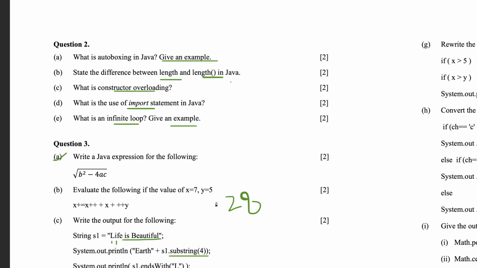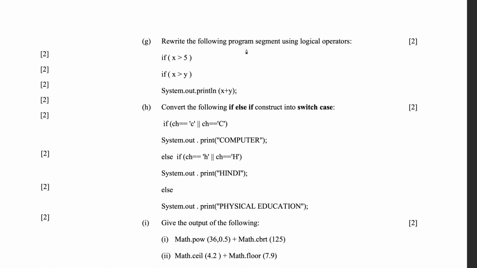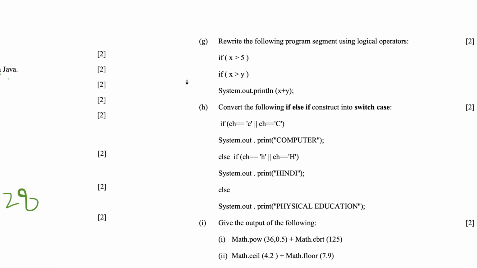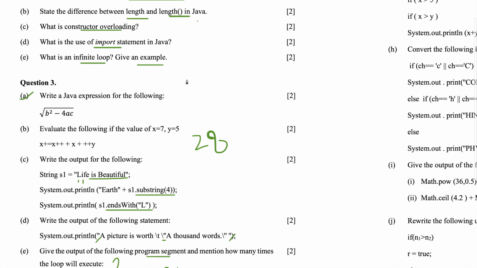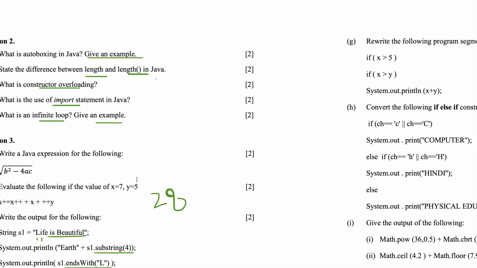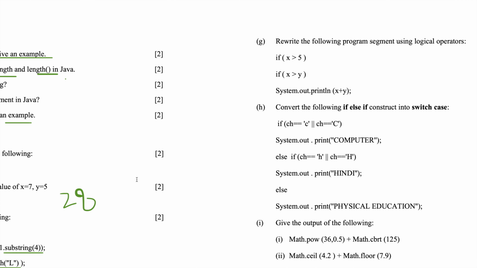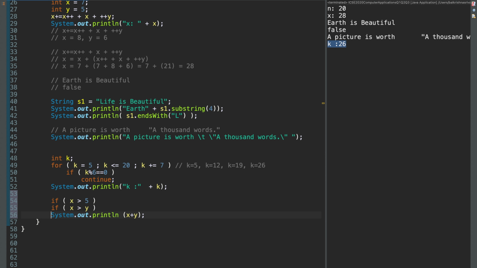Okay, these both return primitive types. Okay, moving on, we rewrite the following program segment using logical operators. So you have something like this. As I told you previously, if you have code looking like this, make sure you write it using tabs and indents. It should look like this, because this if is a part of the outer if's body, and this System.out.println is a part of the inner if's body.